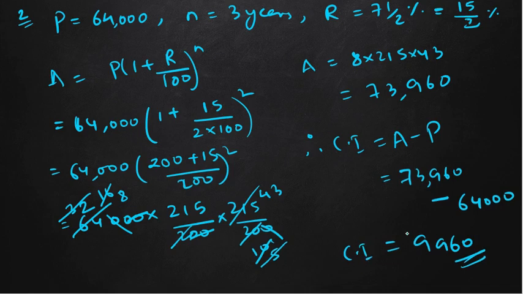Easy. Now if you read the third question, what is it? Question number 3: how much will 12,000 amount to in 2 years at compound interest, the rates of interest for the successive years being 10% and 11%? That means we need to calculate the amount.